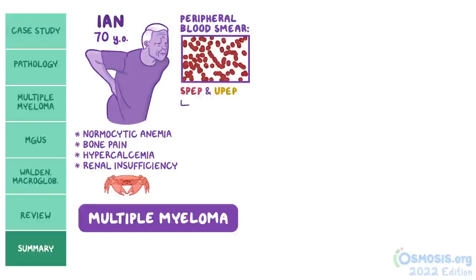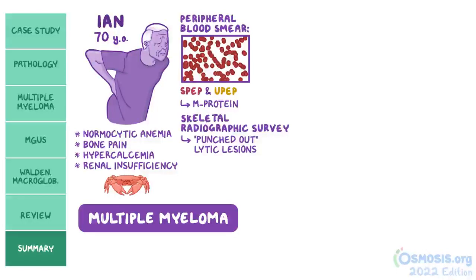SPEP and UPEP will be sent to see which M protein is predominantly being produced, and a skeletal radiographic survey should be done to look for punched-out lytic lesions. To confirm the diagnosis, a bone marrow aspiration and biopsy must be obtained, to look for more than 10% plasma cells, which infiltrate into the bone marrow.